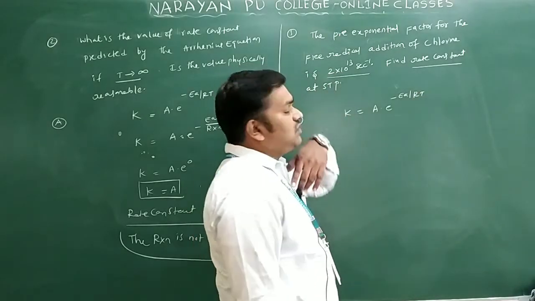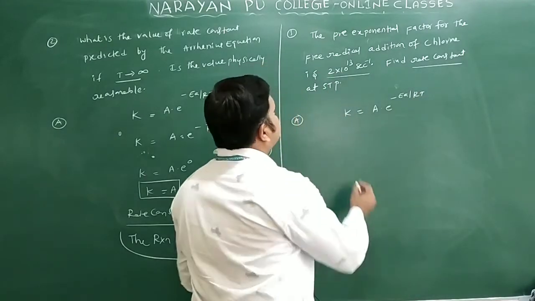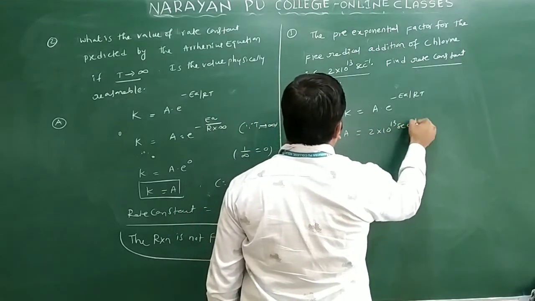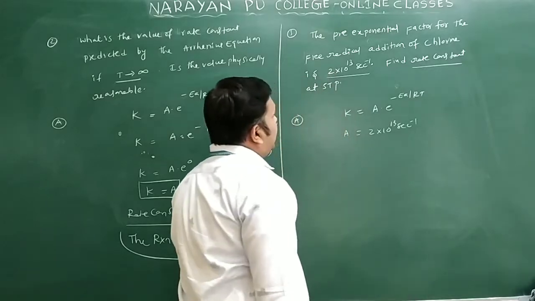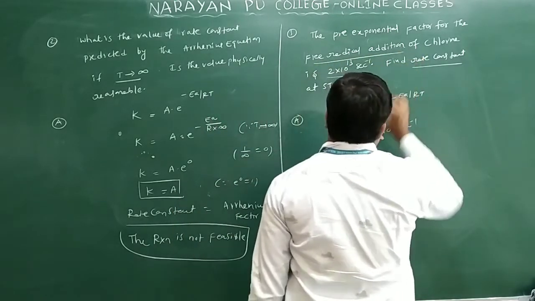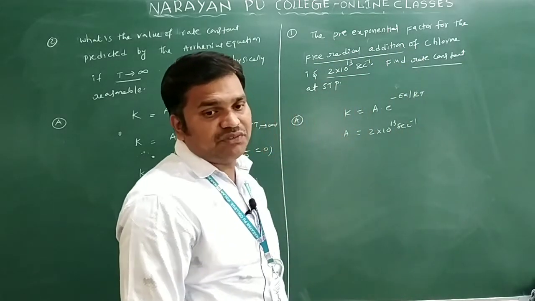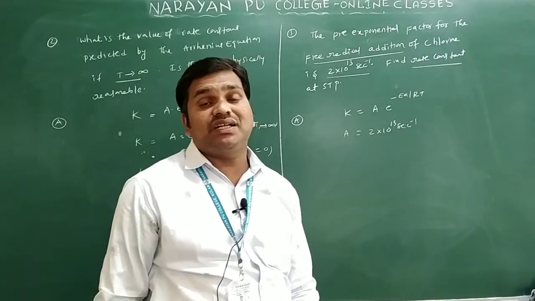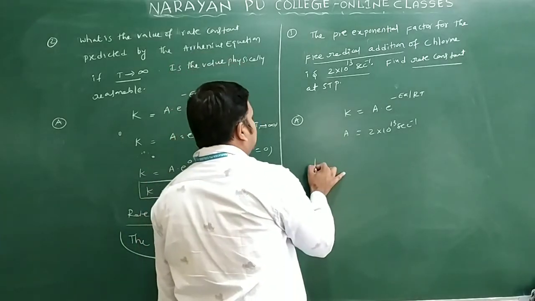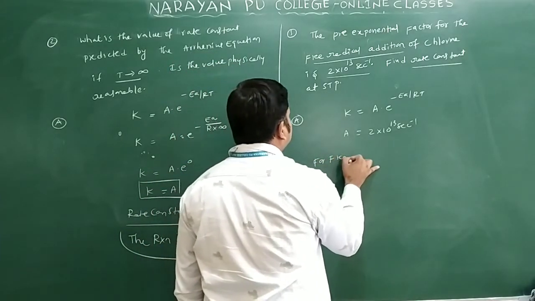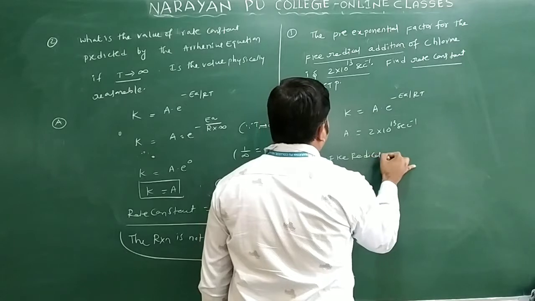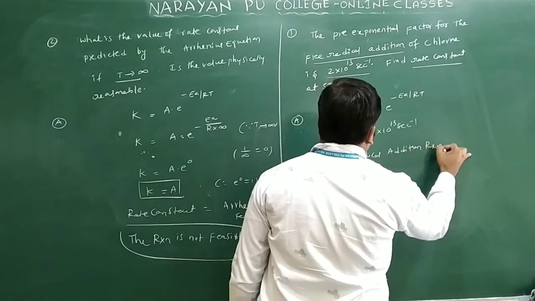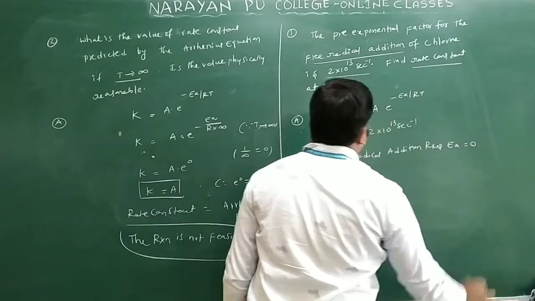The pre-exponential factor means here A is given. A is equal to 2 into 10 power 13 second inverse. This is a free radical addition reaction. For free radical addition reactions, that's a very important point, the activation energy is 0. Clear? For free radical addition reactions, activation energy EA is equal to 0.